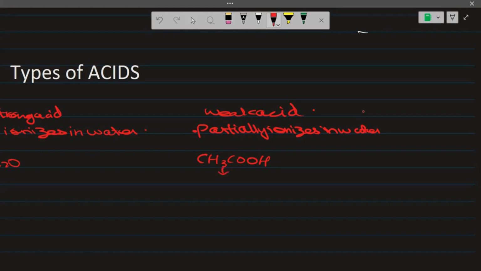This one H is broken down. When it's broken down, what happens? H is removed and CH3 and COO are left. So in this, the hydrogen is still left in the acid. Okay, so it means that it has partially ionized. This is how a weak acid can be defined.